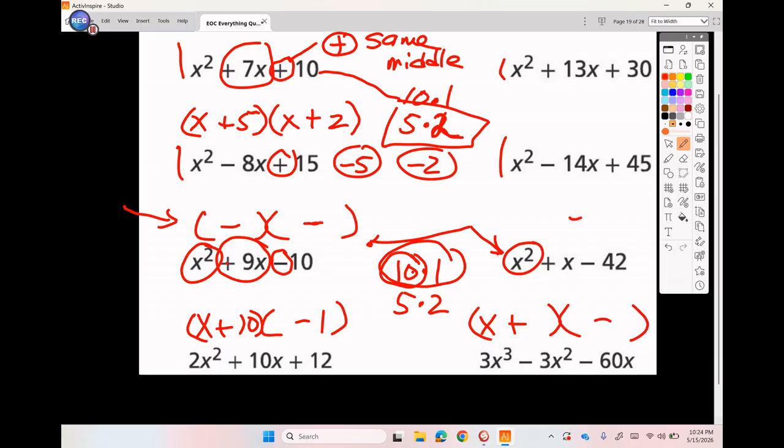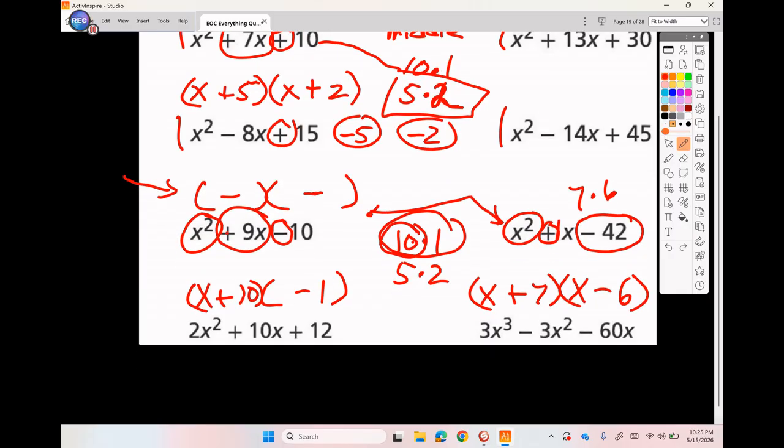Same concept here on the next one. 7 times 6 subtracts to equal 1 and multiplies to give you 42. Since the middle is positive, put your 7 where the pluses are and your 6 where the minuses are. That's it. You factored all these expressions.